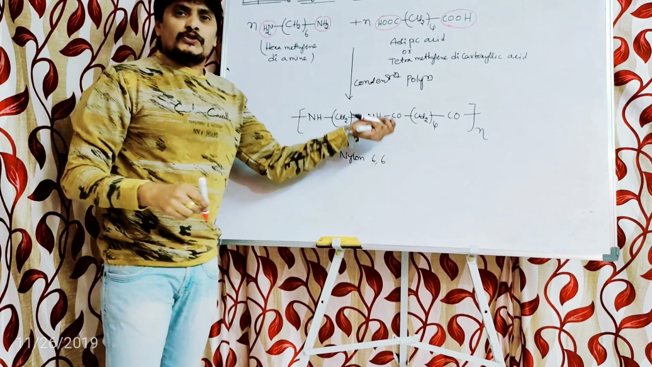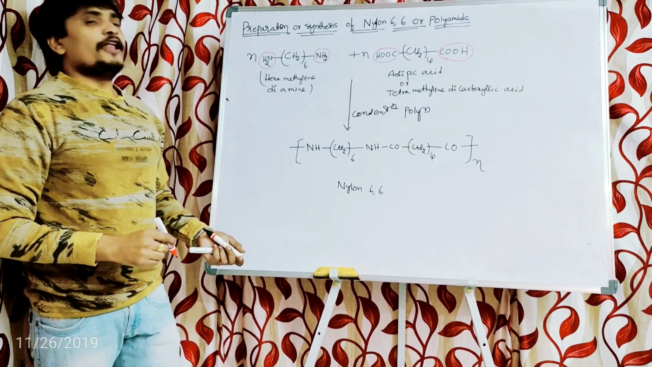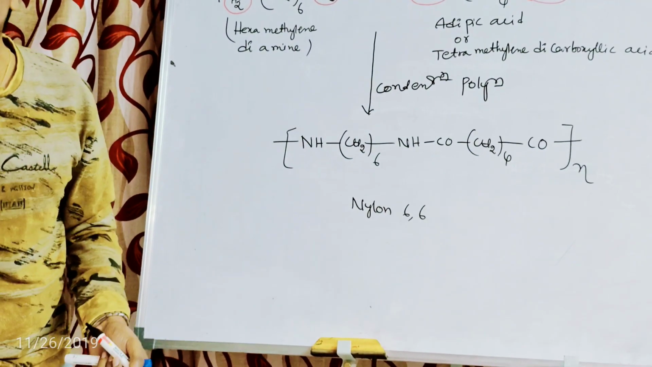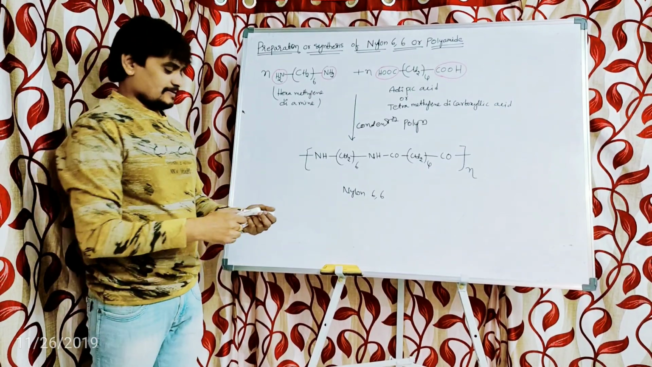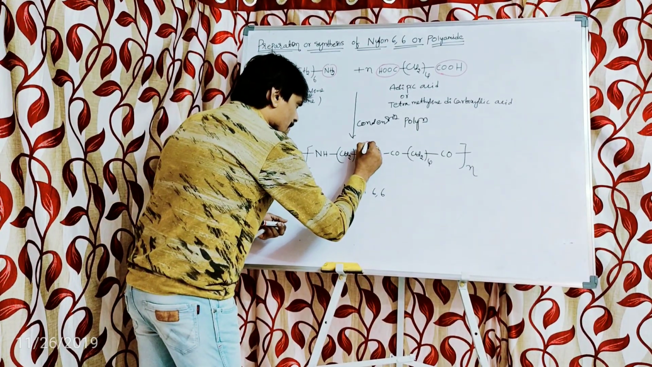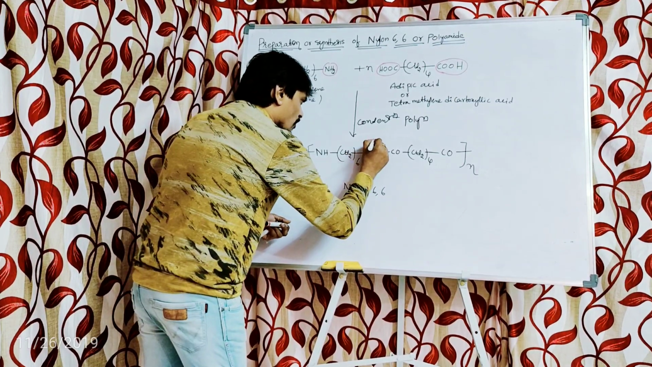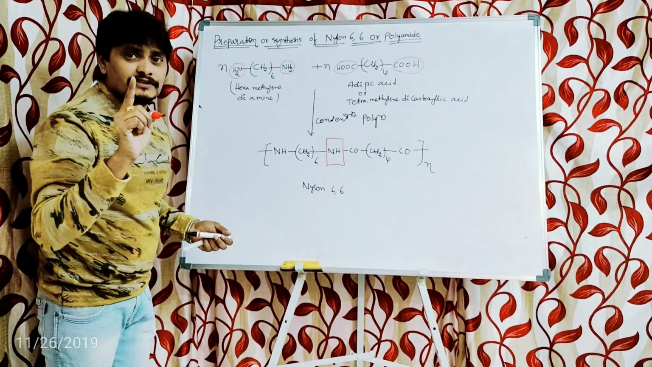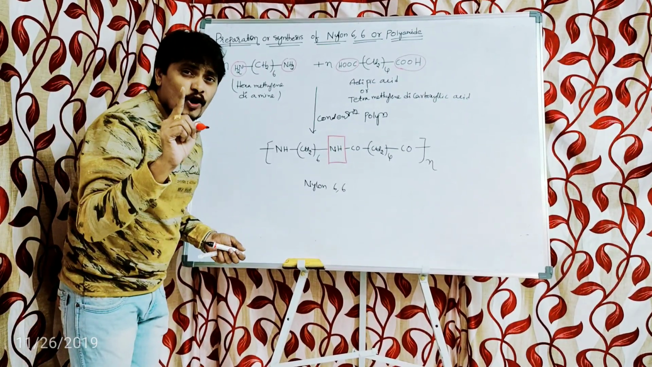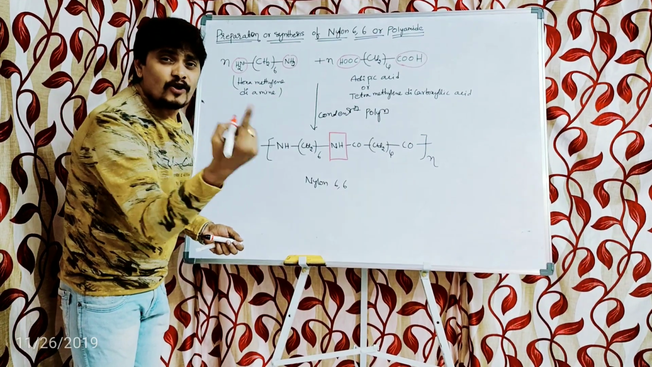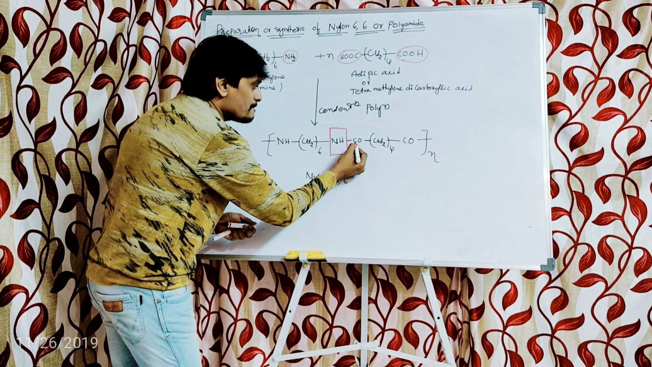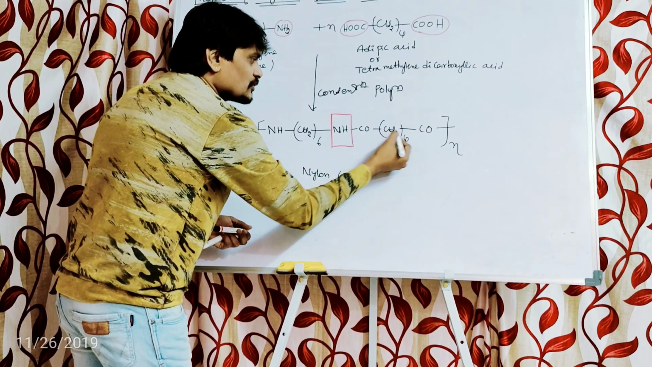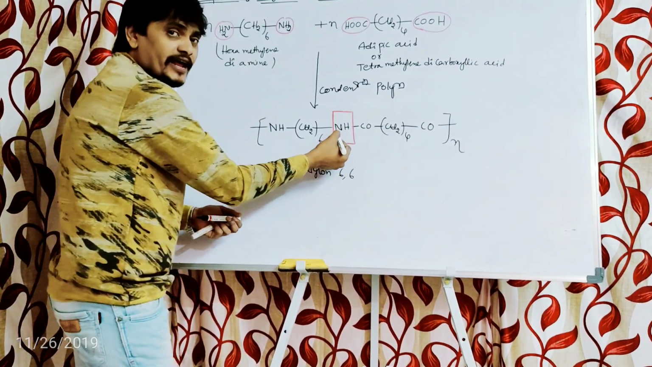Now, I hope you understood this particular preparation. Now, we have to discuss why it is called nylon 6,6. So see, students, here in the structure of the polymer, with respect to NH, how many carbons are there on the right side? 1 plus 4 plus 1. 6 carbons are there on the right side with respect to NH.